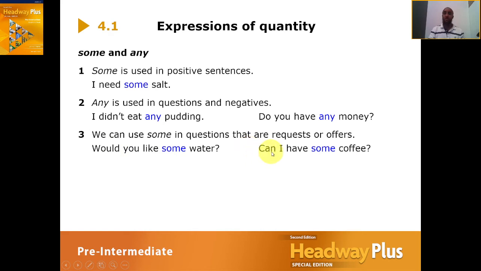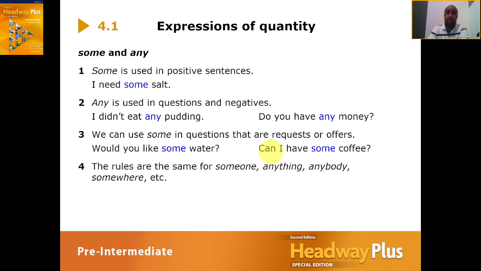Or we have another one that says can. Here we are requesting: can I have some coffee? Okay, would you like some water, or can I have some coffee? So just remember, when it comes to the word some in questions, we usually use it with would and can. Okay, guys, just something to remember.